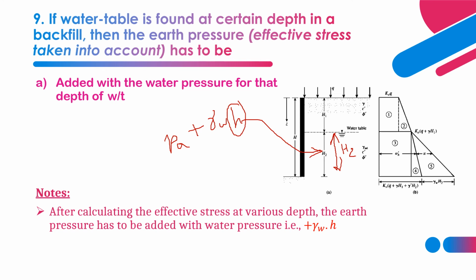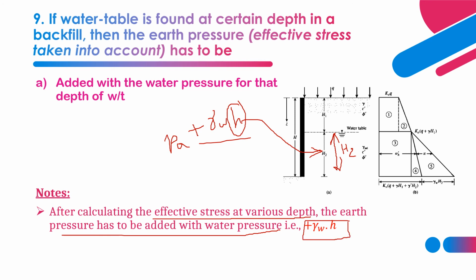In this diagram the water table is around H2 depth, so that value has to be added because this water will also give active thrust. That's why we are adding, after calculating effective stress, that should be multiplied by coefficient of earth pressure value. After getting all those things we have to add this plus gamma WH. After calculating the effective stress at various depths, the earth pressure has to be added with water pressure, that is nothing but plus gamma WH.